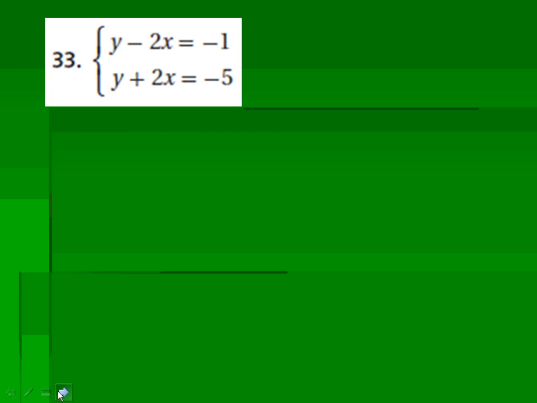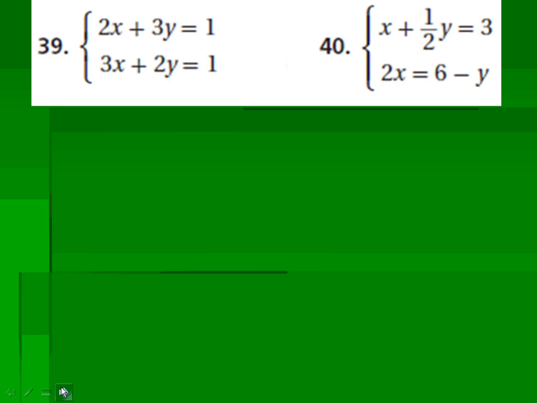33, write the problem down, and then we'll try it together. 33, if you notice, they're set up for substitution. The 2x's cancel. So 2y is equal to negative 6, or y is negative 3. So my y value is negative 3. I like the bottom equation, so I'm going to plug it in. Negative 3 plus 2x is negative 5. Add 3 to each side. 2x is negative 2. X is negative 1. And I'm done.